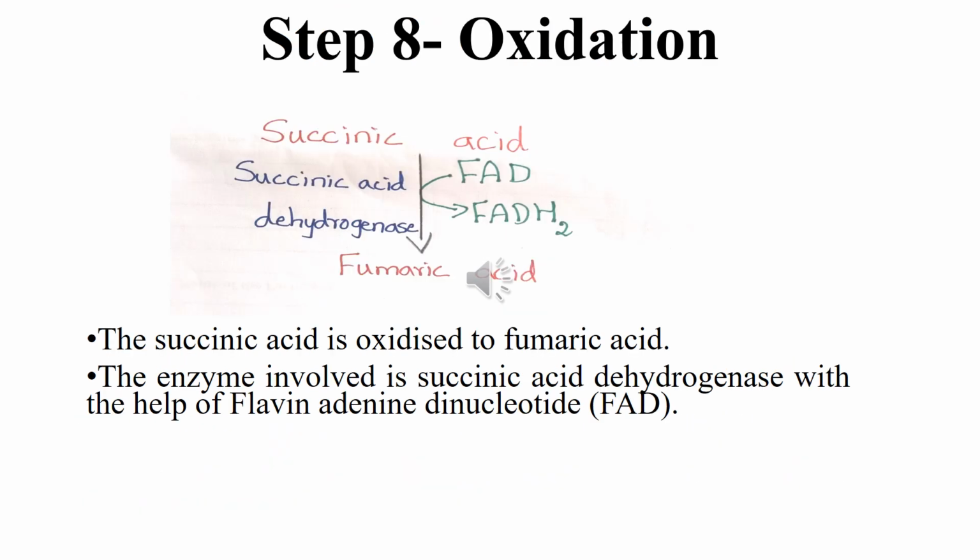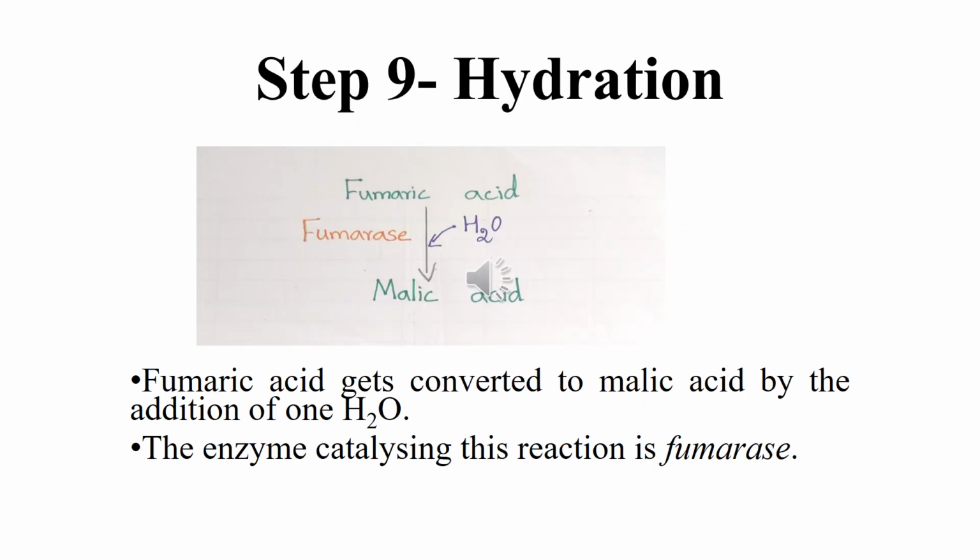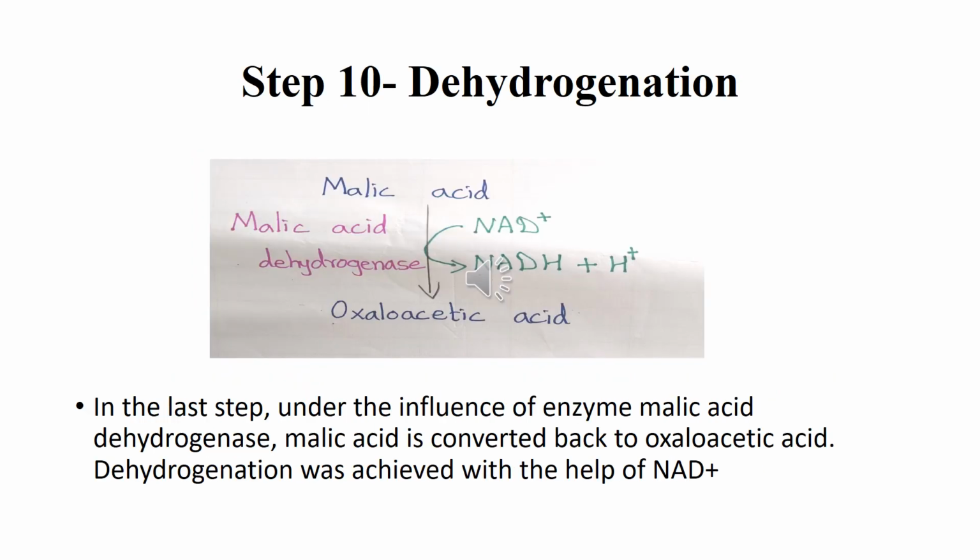Step 8, oxidation. Succinic acid is oxidized to fumaric acid. The enzyme involved is succinic acid dehydrogenase with the help of flavin adenine dinucleotide. Step 9, hydration. With the addition of one molecule of water in the presence of enzyme fumarase, fumaric acid is converted into malic acid. In the last step, under the influence of enzyme malic acid dehydrogenase, malic acid is converted back to oxaloacetic acid. Dehydrogenation is achieved with the help of NAD+.